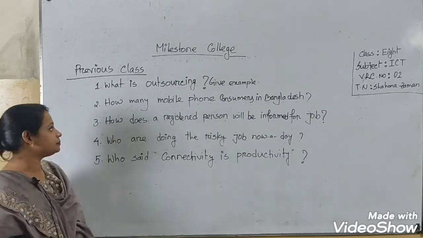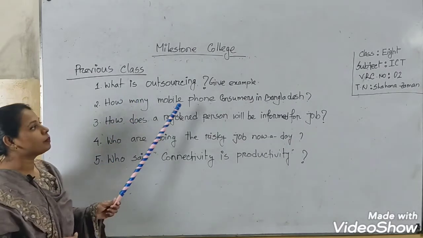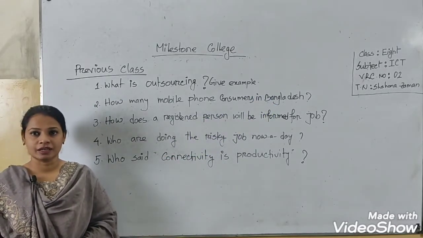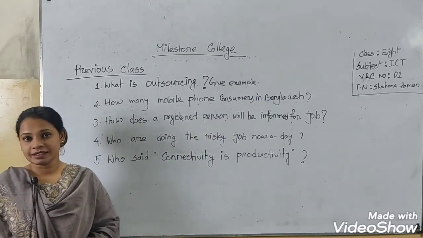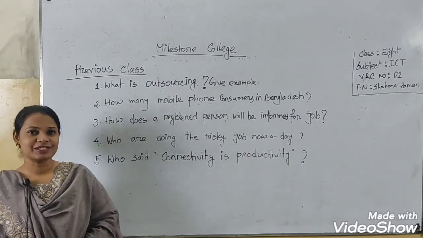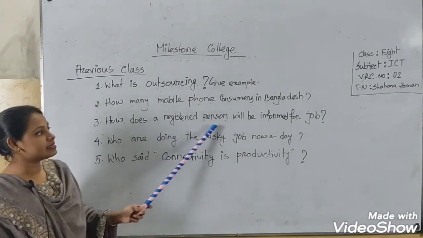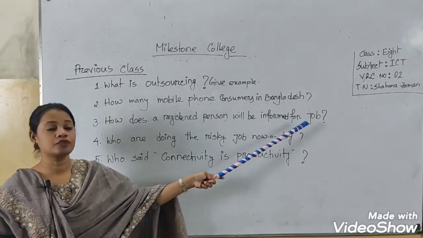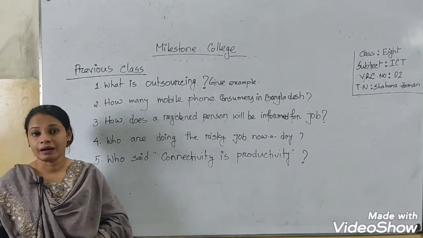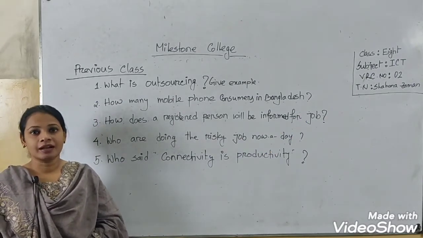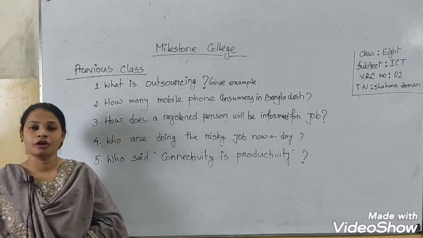Coming to the next question. How many mobile phone consumers are there in Bangladesh? Very easy question. Tell the answer. Yes, it is 12 crore. Next question. How is a registered person informed about a job? How? There are different job sites, and job sites inform you by SMS or email.